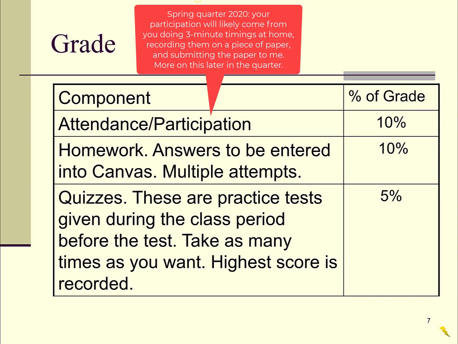So other portions of your grade, 10% comes from attendance and participation. 10% comes from your homework. Your homework will be entered into Canvas. You have multiple attempts on the homework. And quizzes, also known as the practice tests, are given for each test. And you can take those as many times as you want, and your highest score is recorded.